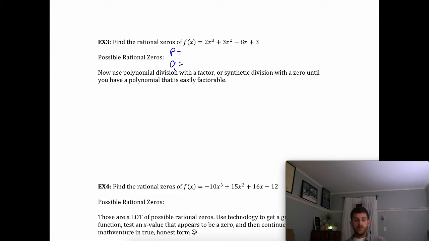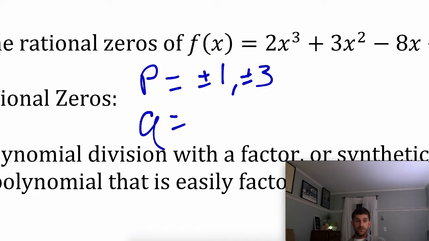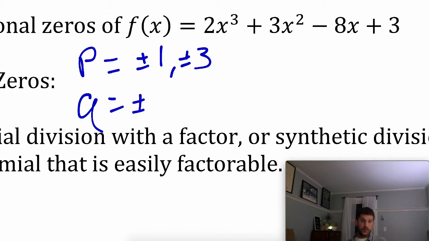Remember, the p values are the factors of the constant. So it's really just plus or minus 1 and plus or minus 3. Nothing too extensive there. Then for the q values, it's the factors of your leading coefficient. So we got plus or minus 1 and plus or minus 2.